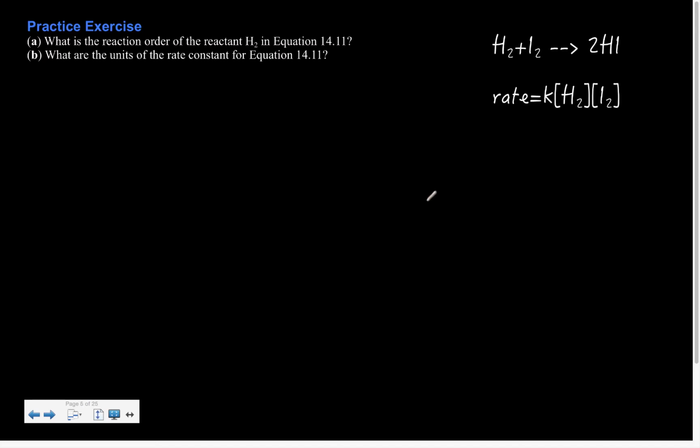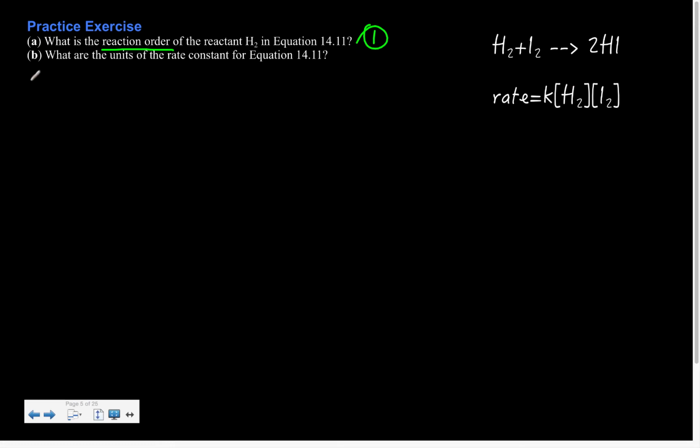Okay, so this practice exercise says, what is the reaction order of the reactant H2? And these are our equations over here. So if we look here, what is the exponent of H2? 1. So the answer is 1. That's it, because that's the order of H2. Now, if we were asking for the overall order, it would be 1 plus 1. So the overall reaction order would be 2.